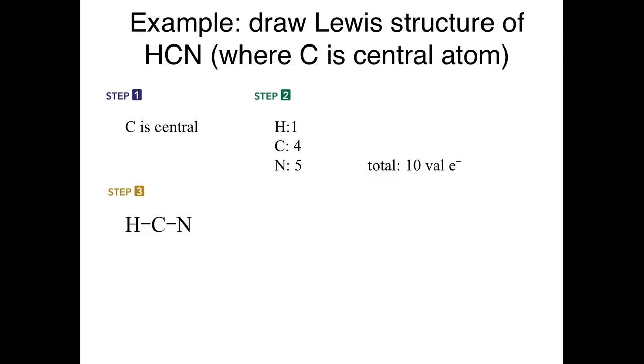And the next step, step 4, is to put in the rest of the electrons first around the outside atoms. In this case, that's nitrogen. So we put 2, 4, 6, giving us a total of 10 electrons.